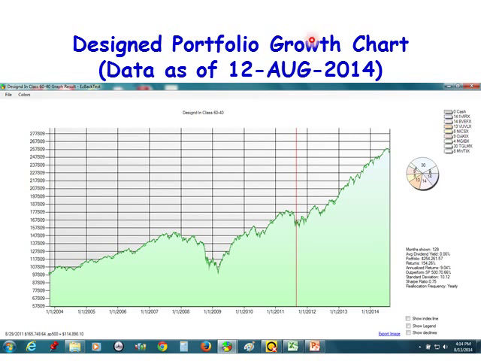Okay, here's the growth chart. The data was as of 12th August 2014, and 129 months is the history I got. Within that time frame, the annual return was 9.04%, and standard deviation was 10.12%. So standard deviation was slightly higher, and this is the allocation we had been talking about so far. I ran this data on 13th August, and my tool used data as of yesterday, 12th August. Let's go.